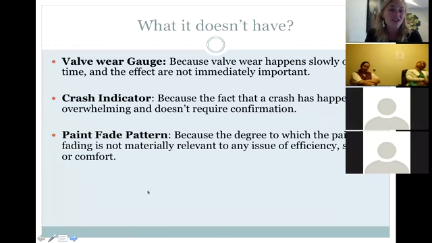Then there's things like a crash indicator, things that tell you something that already happened. Use a different mechanism to communicate something that's already long since passed that doesn't require confirmation. And then there's things like paint fade pattern that I would say are irrelevant. If there are metrics you're grabbing for a grant, but nobody really cares about it. If you took this to somebody in your frontline staff in your clinic and said, hey, look at this, what do you think of it? And they say, I don't know what that means, or I don't know why I should care. Listen to that, because that's really important, and that means it probably doesn't belong on your dashboard. Either that, or you need to do a better job communicating.